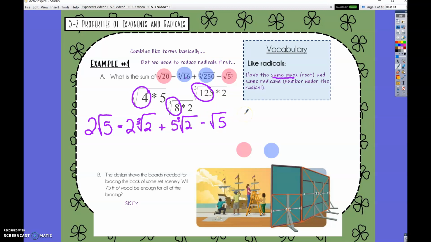By combining the like terms, I have 2 root 5s take away a root 5. I have 1 root 5, and negative 2 third roots of 2 plus 5 third roots of 2. Notice how these match now. I will have plus 3 third roots of 2. You want to combine those like terms, but you have to have the same radical index and radicand. This will become a big thing that you can reduce those radicals to get common radicands.